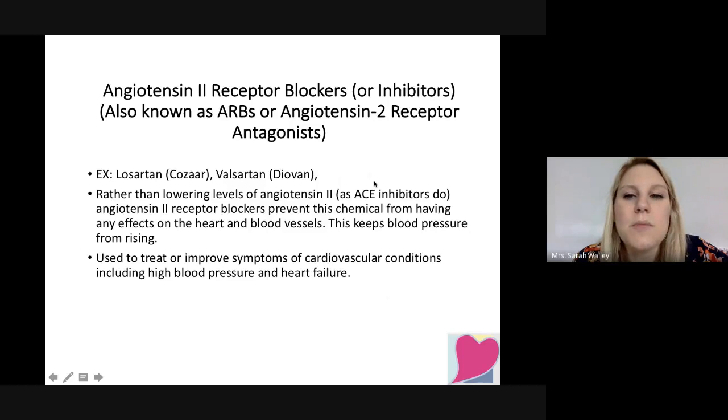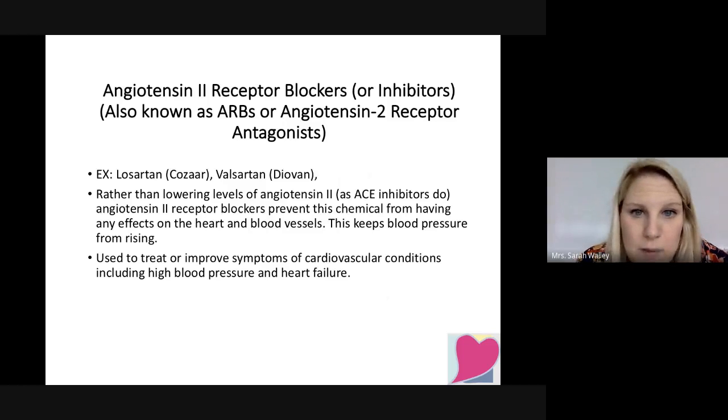Angiotensin 2 receptor blockers, also known as ARBs. There's a couple of these that you need to know: Cozaar or losartan, and then valsartan or Diovan. So the sartans, maybe that'll help you remember. This actually blocks or prevents the chemical from having any effect on the heart. Instead of lowering levels of angiotensin 2, it blocks them. So it keeps the blood pressure from rising, and is used to treat or improve symptoms of cardiovascular conditions, including high blood pressure and heart failure.